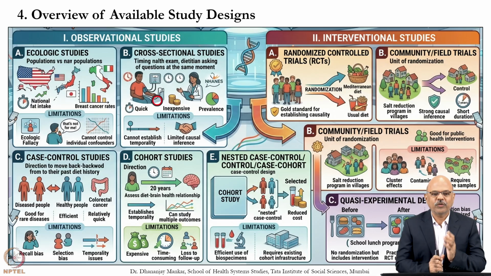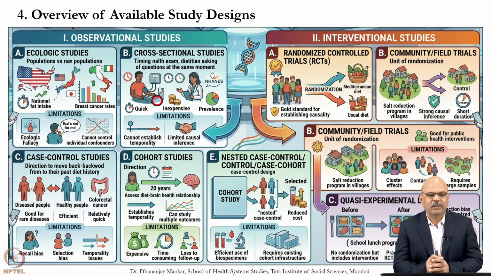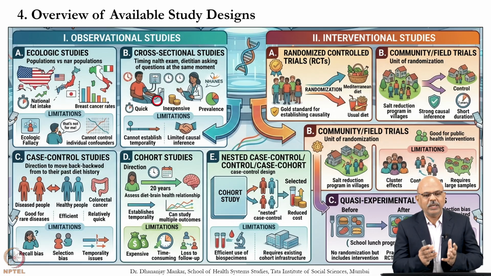So for every study, you need to understand the limitation, and then you can move to the selection of a proper design. Cohort studies. What is a cohort study? It has a direction. It is establishing the temporality. You can study multiple outcomes. So with cohorts, for example, you can assess the diet and brain health relationship 20 years down the line.